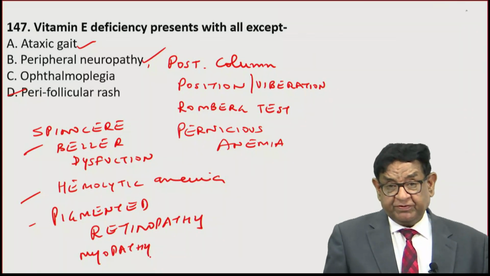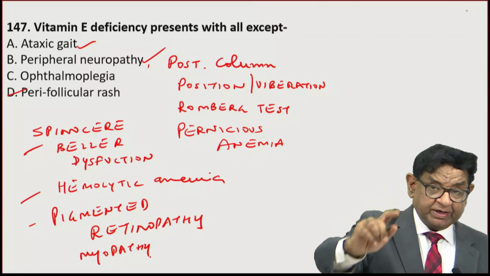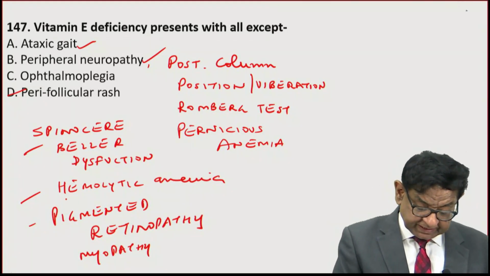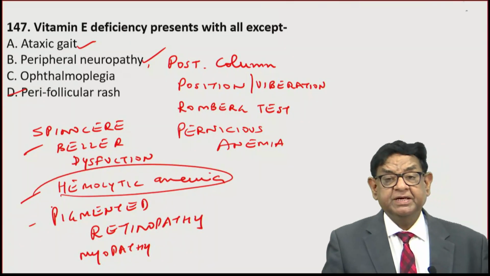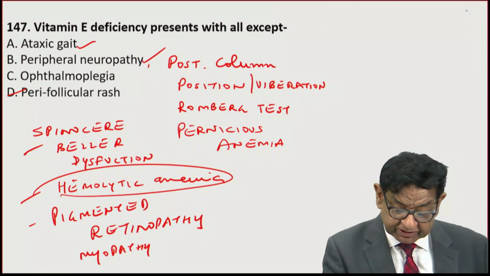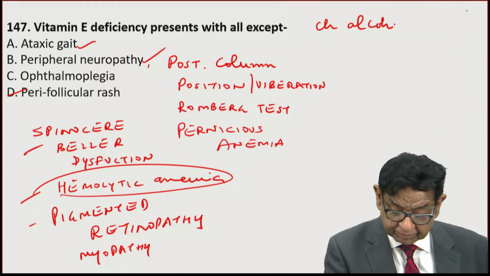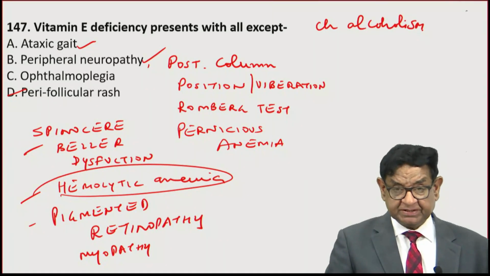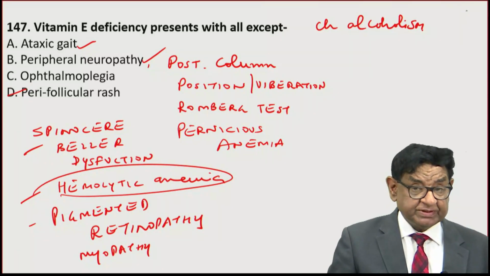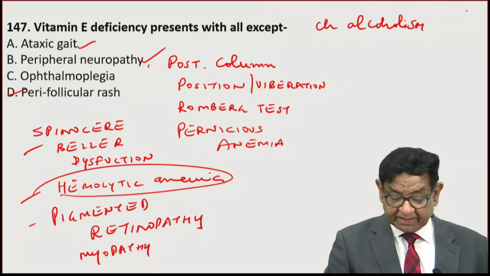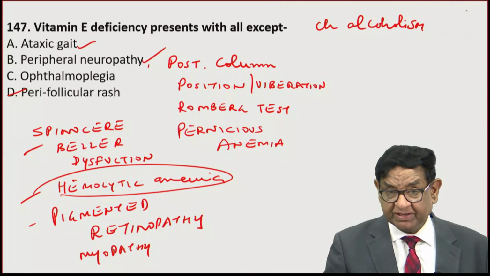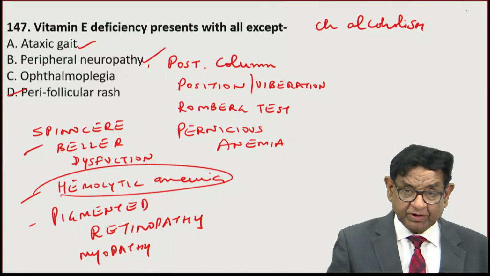Now I have a question for you. This is a rank number 1 question. I discussed that in this case we get hemolytic anemia. Hemolytic anemia we also get in the case of chronic alcoholism, or what I can say, this is seen in alcoholic liver disease. Now what is the name of that hemolytic anemia that we see in the case of alcoholic liver disease? Stop the video, write down the answer.